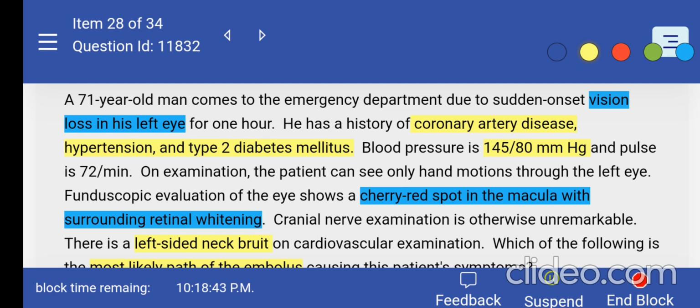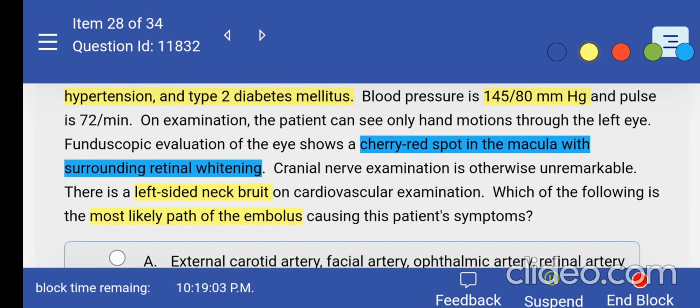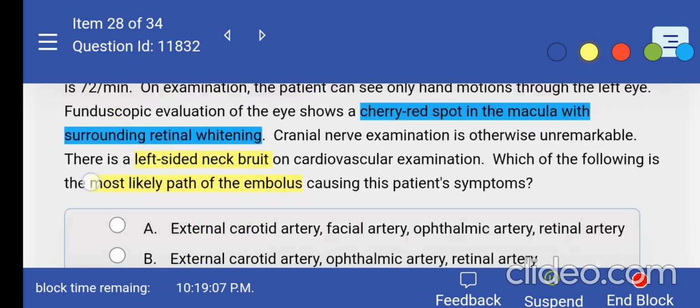On examination, the patient can see only hand motions through the left eye. Fundoscopic evaluation of the eye shows a cherry red spot in the macula with surrounding retinal whitening. Cranial nerve examination is otherwise unremarkable. There is a left-sided neck bruit on cardiovascular examination. Which of the following is the most likely path of the embolus causing this patient's symptoms?